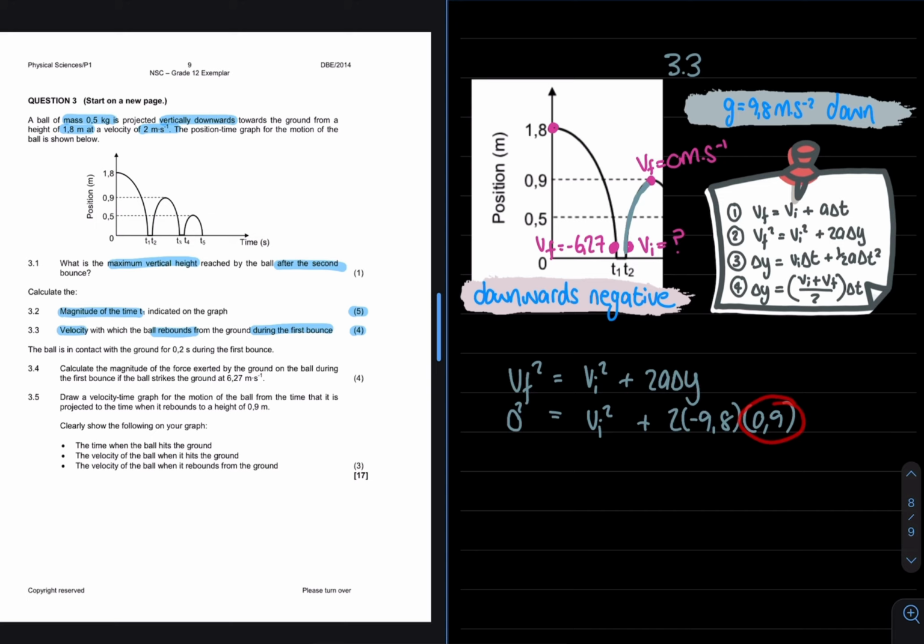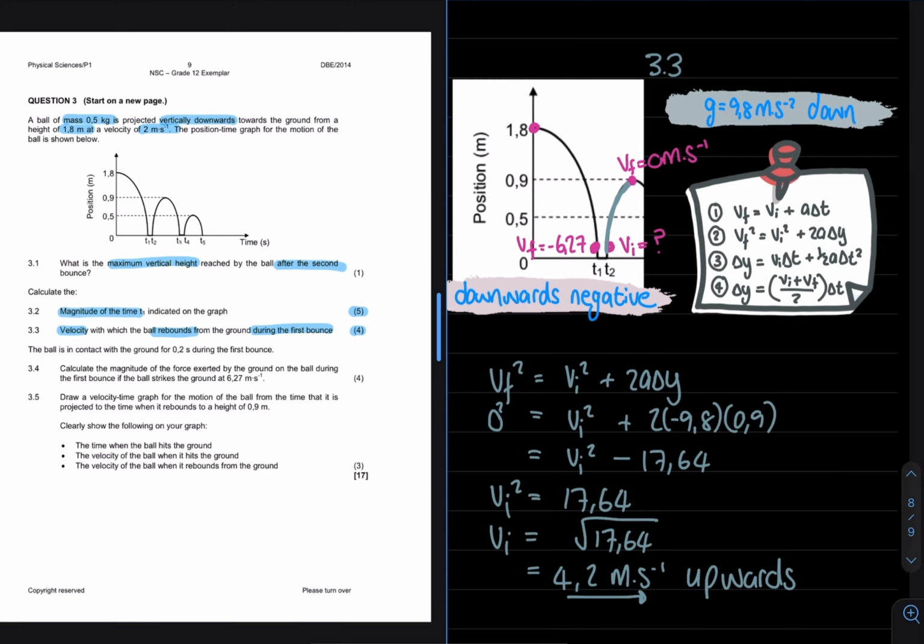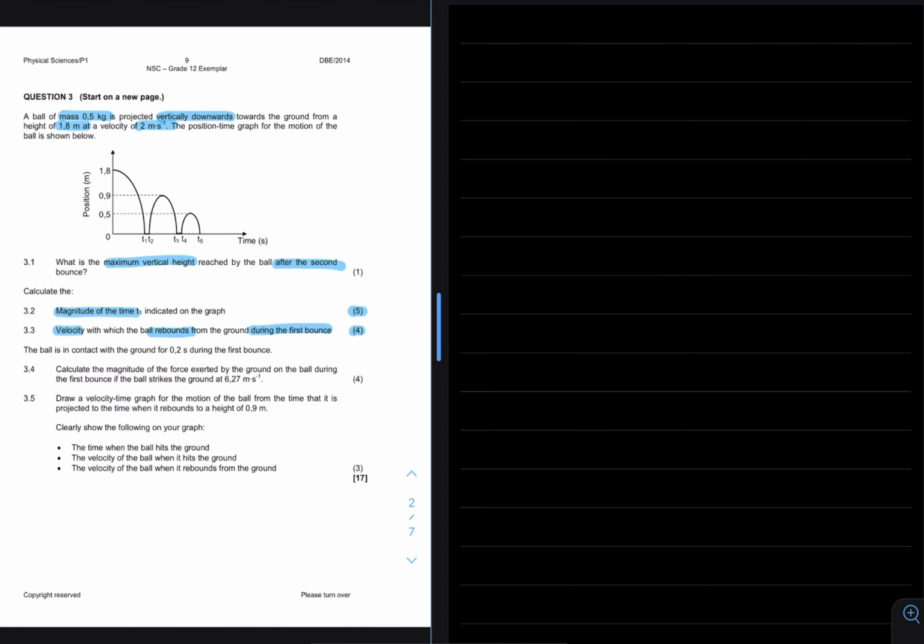Now we would take the displacement as positive, seeing as our displacement is in the upward direction and up is positive. Which shows us that the ball moves away from the ground with an initial velocity of 4.2 meters per second. The ball is in contact with the ground for 0.2 seconds during the first bounce.